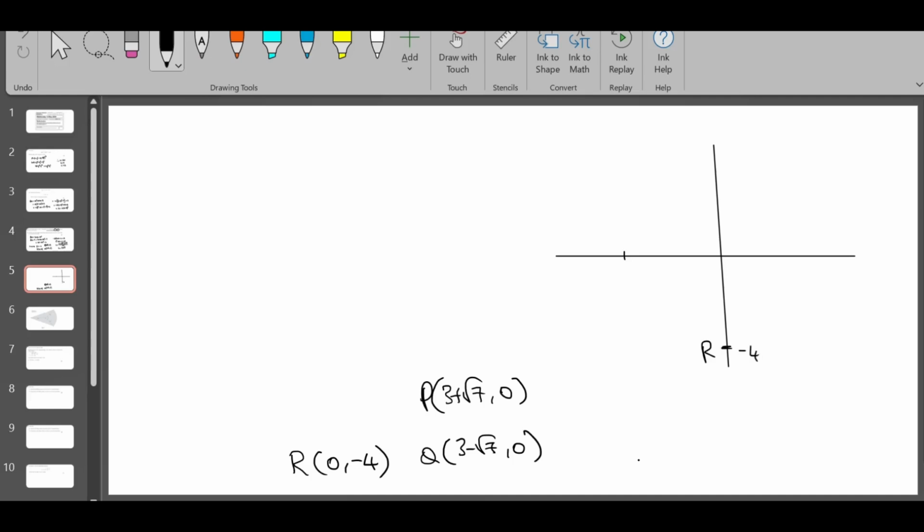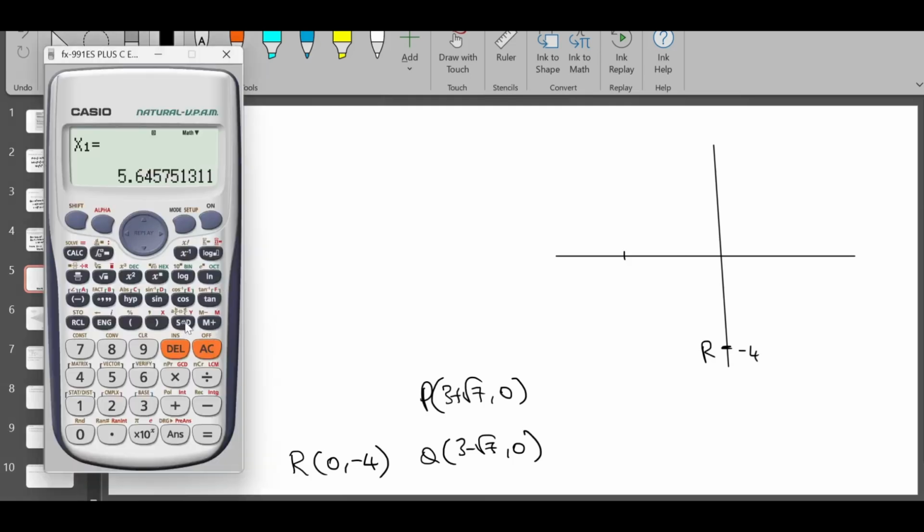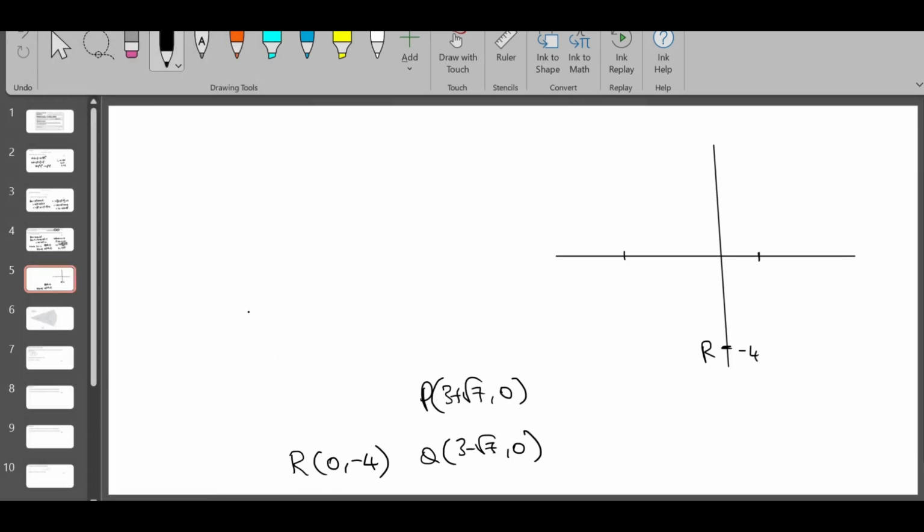Minus 4, comma 0, comma minus 4. 3 plus root 7 is 5 point something. 3 minus root 7 is, both the points are here. Q is 3 minus root 7, P is 3 plus root 7. And they want us to find the area of this triangle.